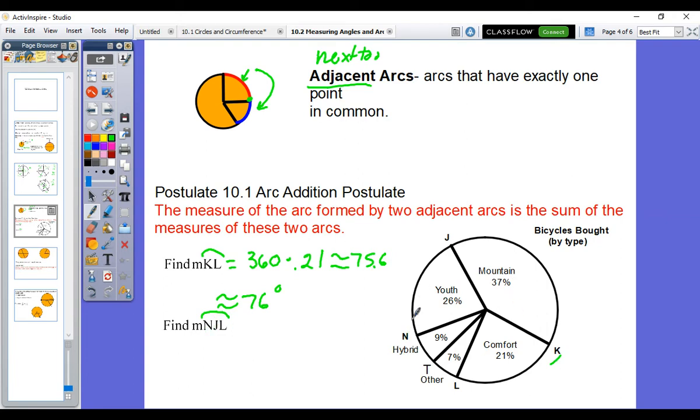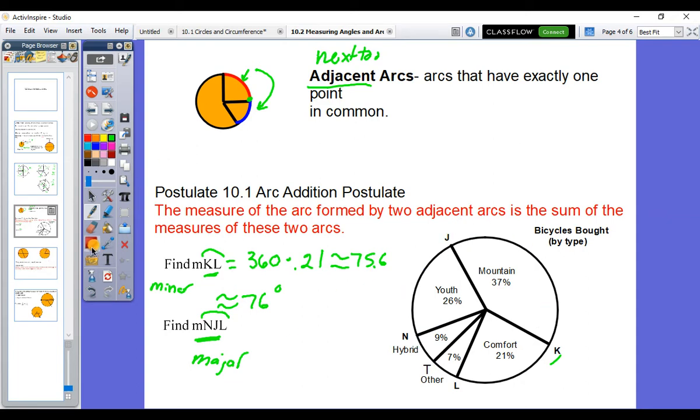So we're going from N to J all the way to L. Three letters means it's a major arc, and you follow the order. Two letters is a minor arc. So if it's two letters, you're going straight from K to L. We went from K to L. We didn't go K all the way around to L. NJL is saying you go from N to J and then to L.